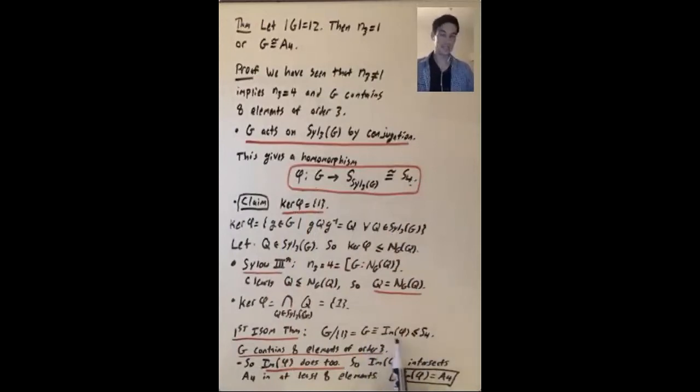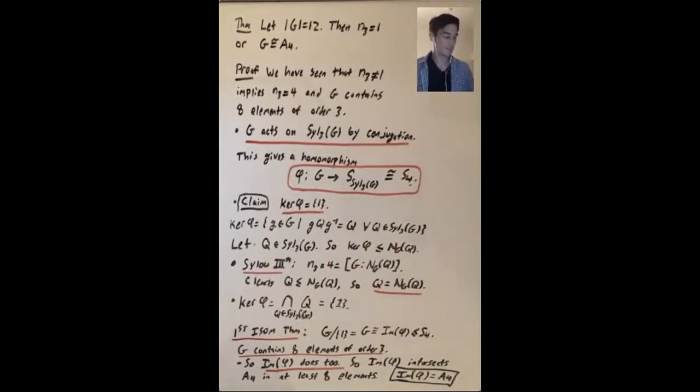Well, it has to have size 12. And moreover, we know that G contains 8 elements of order 3. So that means this subgroup of S4, the image of phi, also contains 8 elements of order 3. What are the elements of order 3 in S4? They're exactly the 3 cycles. Why is that? Well, how do you compute the order of an element in Sn? You write it as a product of disjoint cycles, and then you take the least common multiple of the cycle lengths. This is something that we saw on the first homework.